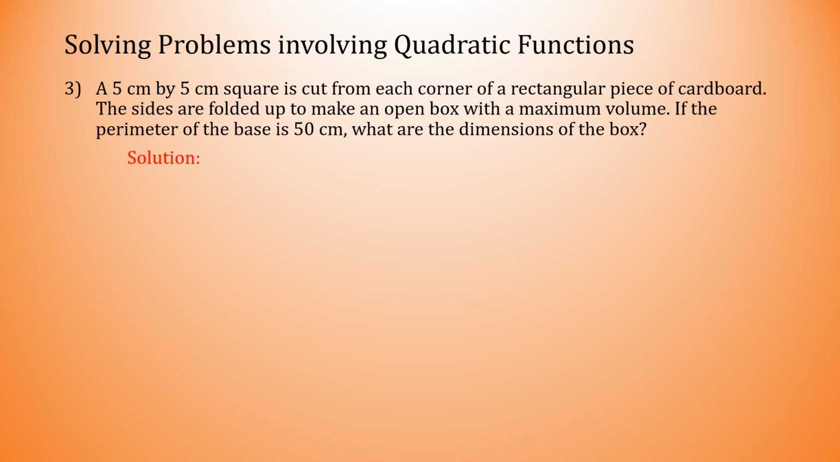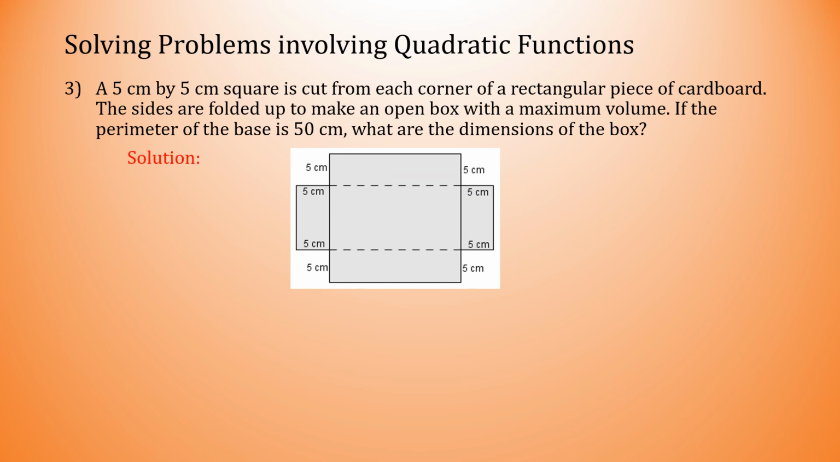So we have our solution. We have the figure which shows the rectangular piece of cardboard being cut by a square 5 centimeter by 5 centimeter from each corner. So we let W be the width of the box. Then we have perimeter is equal to 2 times L plus W. Given the perimeter of the base 50 centimeters, we have 50 is equal to 2 times L plus W.